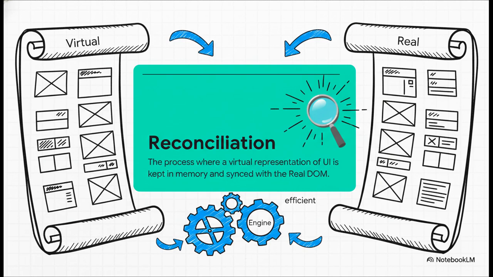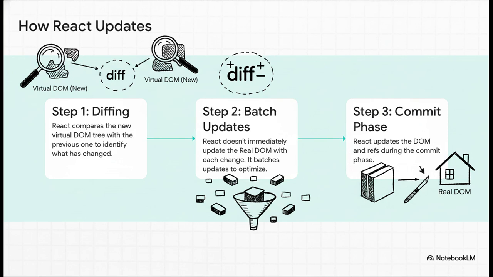This secret sauce, this whole process of comparing the virtual blueprints to find the bare minimum changes, actually has a name. It's called reconciliation. You can think of it as the core engine that makes React so incredibly fast and efficient. It really all boils down to this slick, three-step process. First, React does something called diffing. It just compares the old and new virtual copies to see what's different. Second, and this is really smart, instead of making 100 tiny updates, it batches them all together into one single efficient package. And finally, in the commit phase, it applies that one surgical update to the real DOM. This is exactly why React apps feel so snappy and responsive.